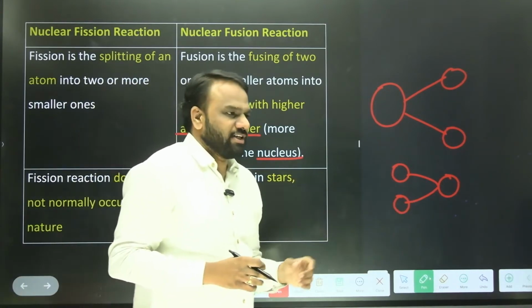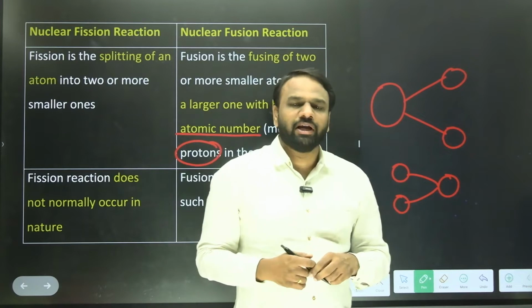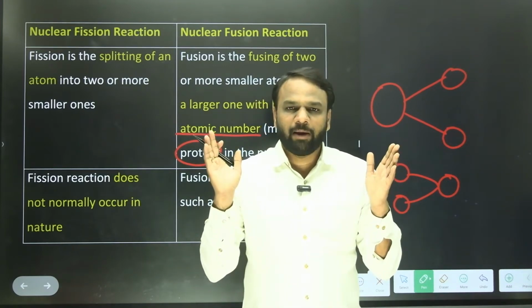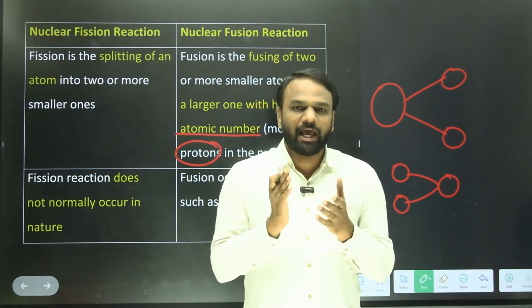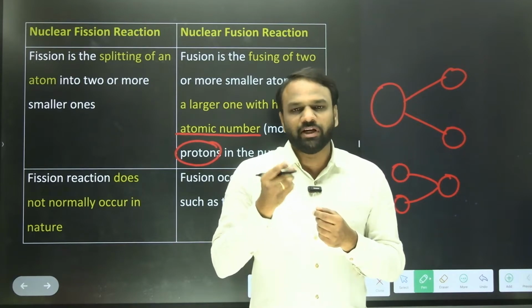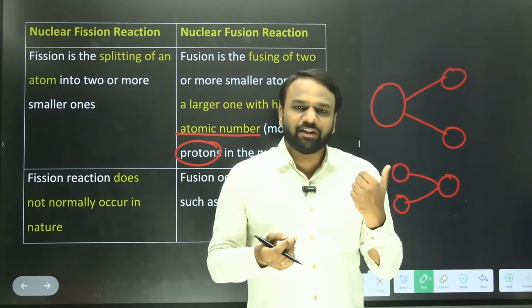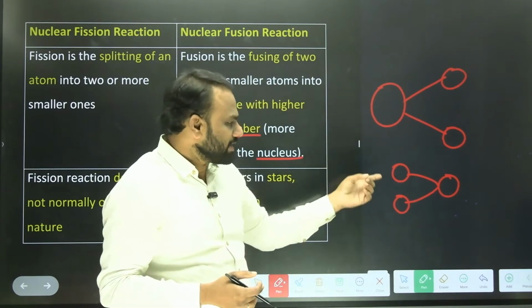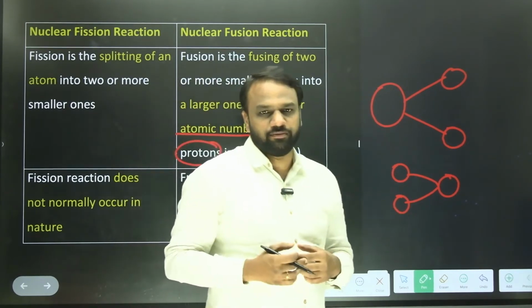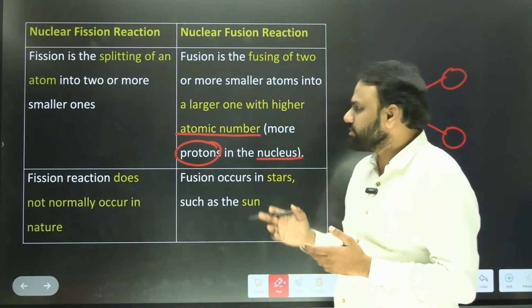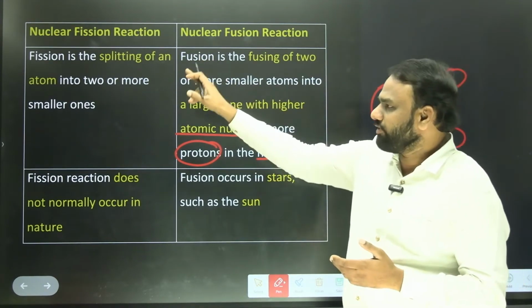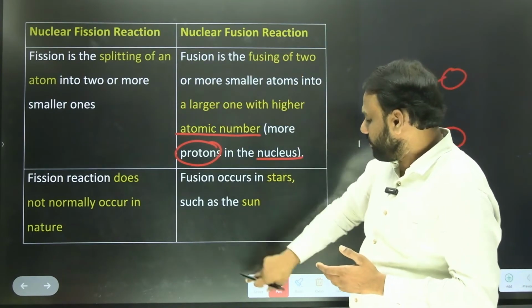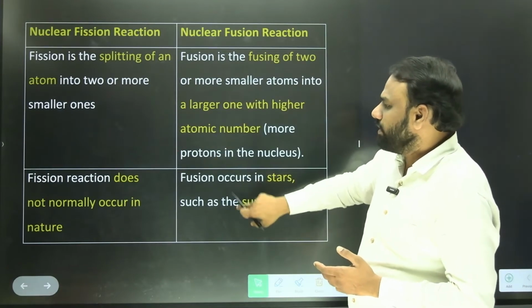Here also it releases energy. Here we can compare it to clapping of hands. When we clap hands, that is fusion. Whatever noise or sound is produced can be compared with energy. So we understood that in fission as well as fusion, energy is produced. But the fundamental difference between fission and fusion is that here splitting of an atom occurs, and here fusing of two or more atoms occurs.